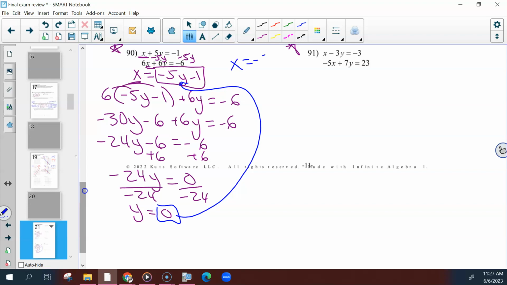So x equals negative 5 times 0 minus 1, or negative 1. And then once you have your x and your y, put that together as an ordered pair. And that would be your answer. So the reason we didn't get one of those answers before is our variables canceled. So you can have no solution, infinitely many solutions, or one solution. Questions so far?